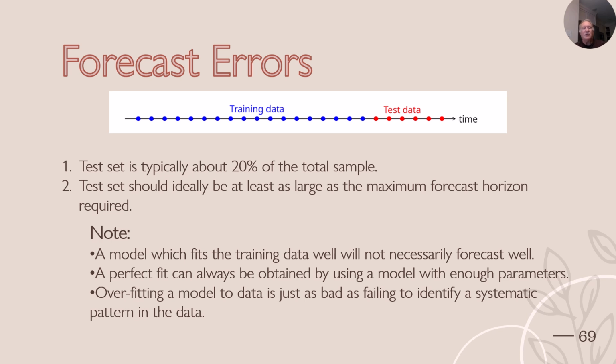Note, a model which fits the training data really well may not necessarily forecast well, and a perfect fit can always be obtained by using a model with enough parameters. Overfitting of a model to data is just as bad as failing to identify systematic patterns in the data. So just because we can match the historical data perfectly doesn't mean that our model is going to do well in the future.